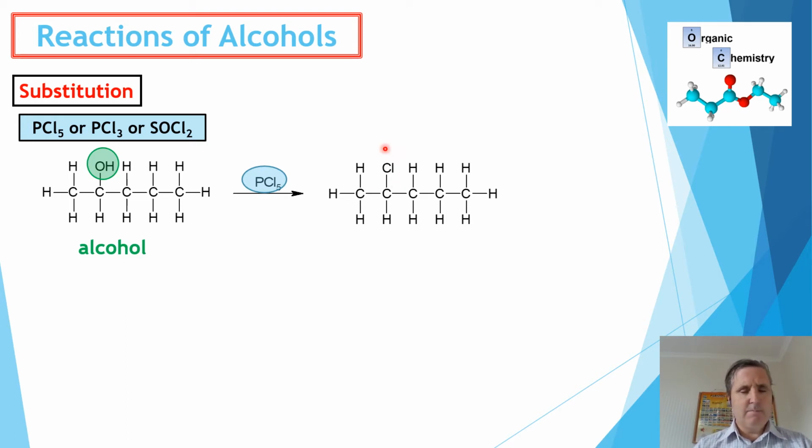Now this is true for all organic chemistry. When we make these changes to functional groups, the change happens at the place where the old functional group was. So we're replacing something attached to the second carbon with something new. This is a substitution reaction.